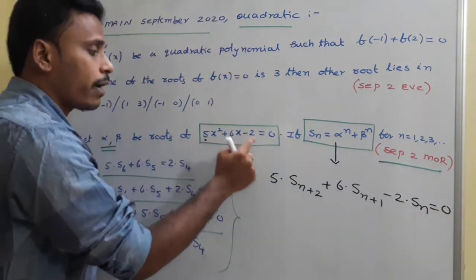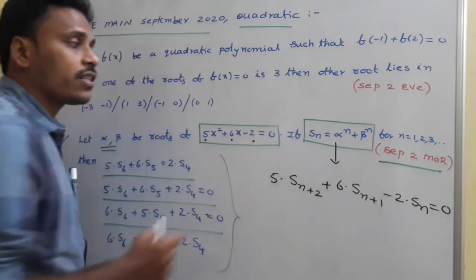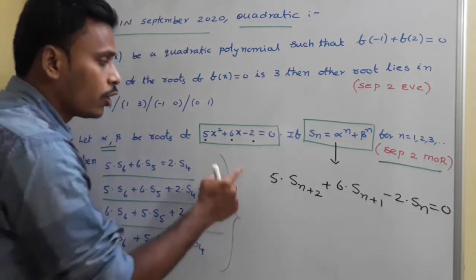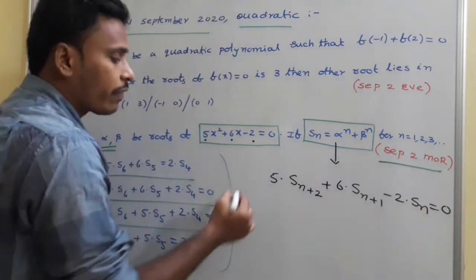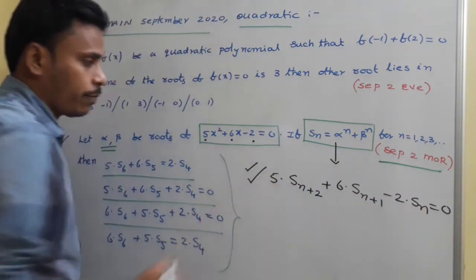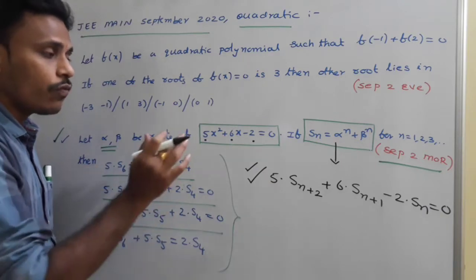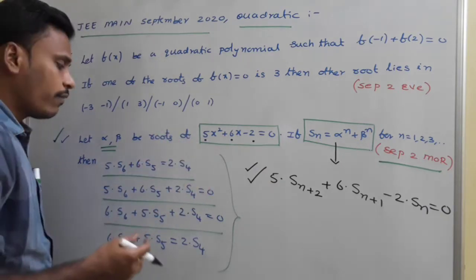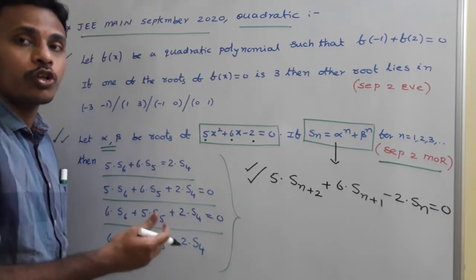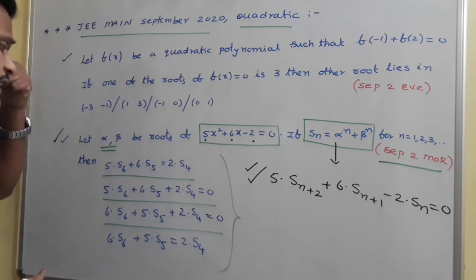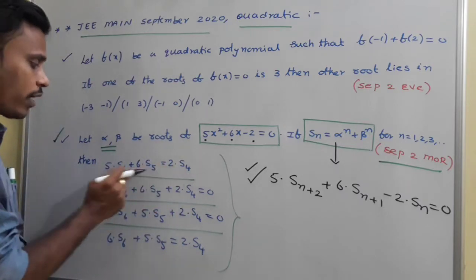These 5, 6 and minus 2 are the coefficients of the quadratic, and since Sn is alpha power n plus beta power n, this is Sn plus 2, this is Sn plus 1 and this is Sn. The way of generating this statement is very simple, and we already discussed it in our regular class. With the help of this statement, we can answer this question, and many questions of this type. Specifically, when you look at the options, all of them involve 4, 5, 6.